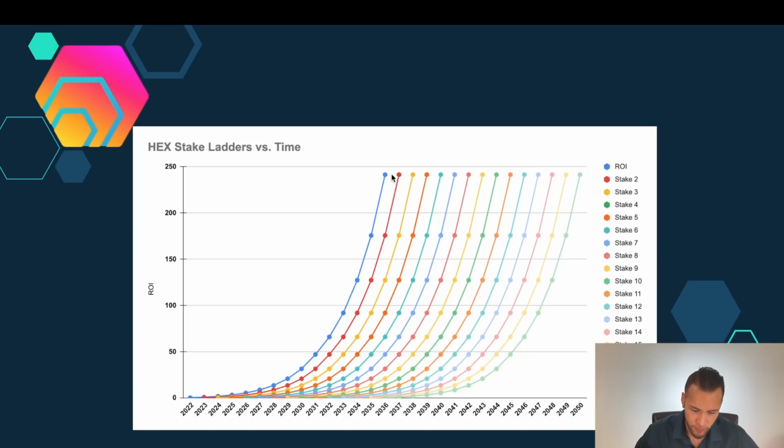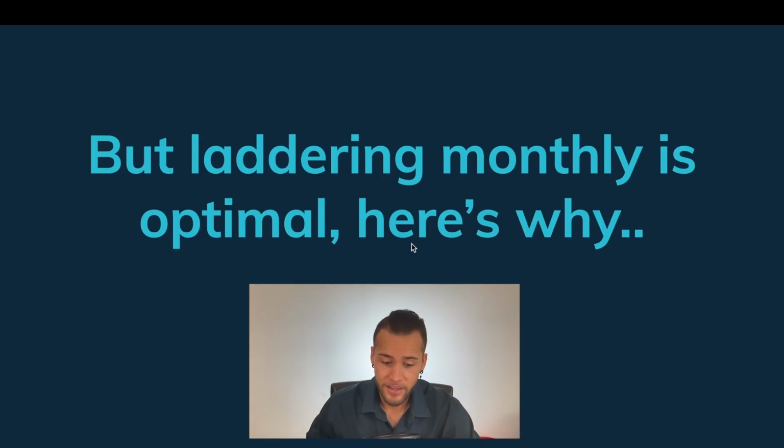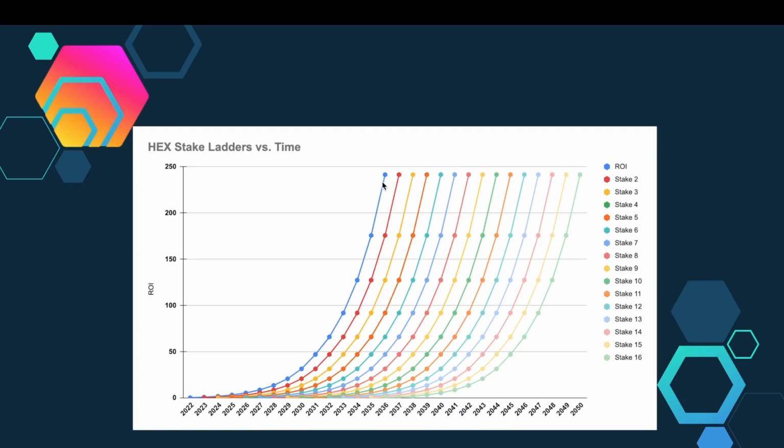So imagine there's 4 more stakes in between these two, 4 more in between these two, 4 more in between these two. That's on a quarterly basis. But laddering on a monthly basis is the most optimal way to take advantage of this strategy. And here's why. Imagine 12 different staking ladders in between each one of these staking pillars. Okay, so I've got 12 here, 12 here, 12 here, 12 here.